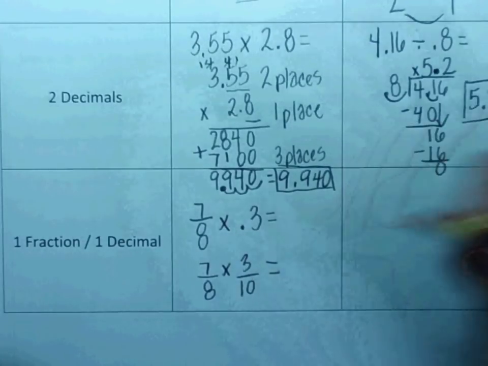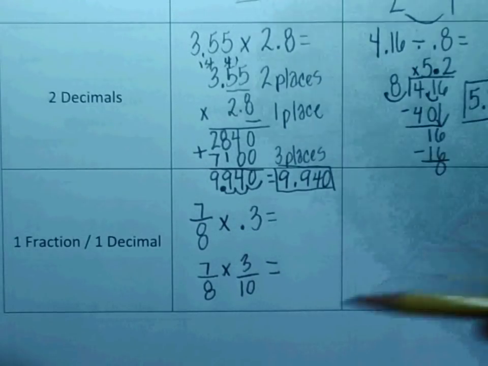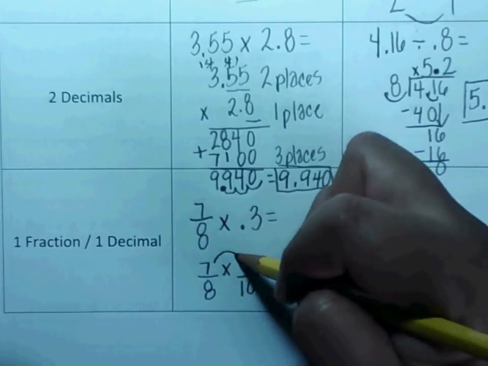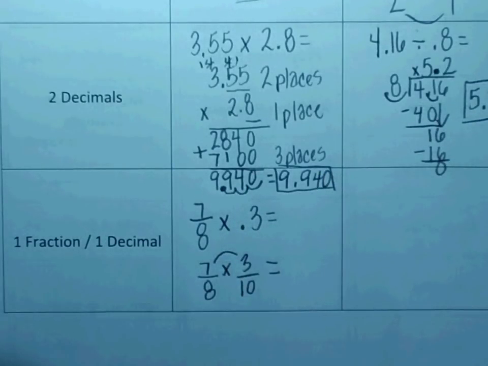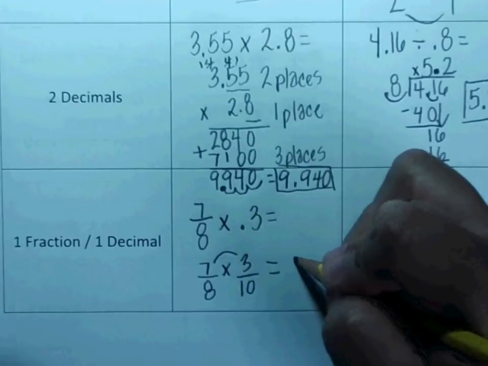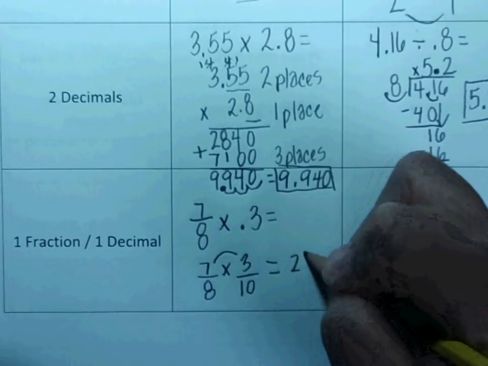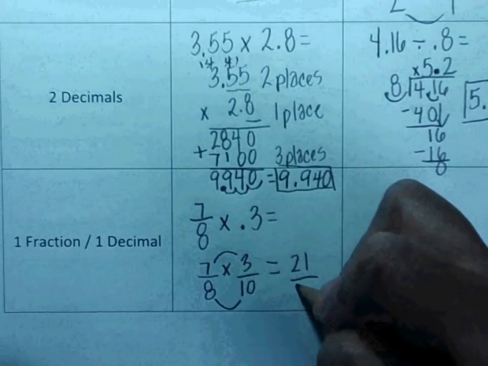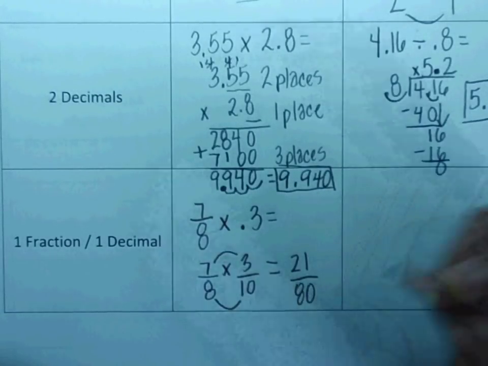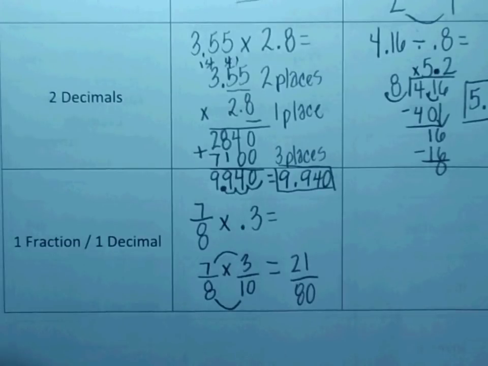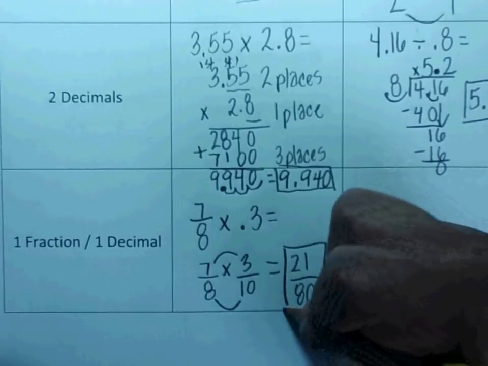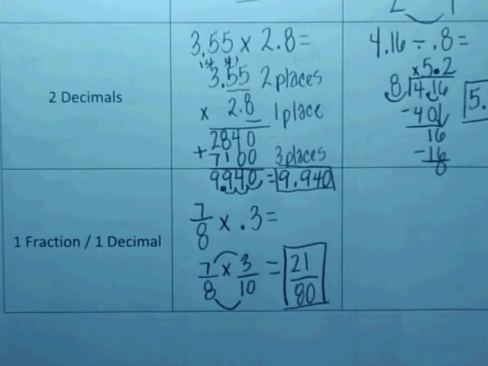Once we do this, we have regular multiplication with two fractions, which is what we did above. And so now we know we multiply our numerators. 7 times 3 is 21. 8 times 10 is 80. And now we have to think about reducing it. We cannot, so we're done. So our answer is 21/80.